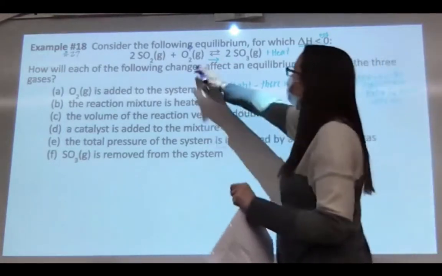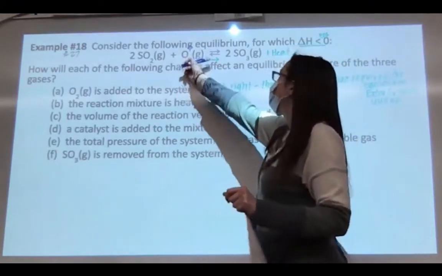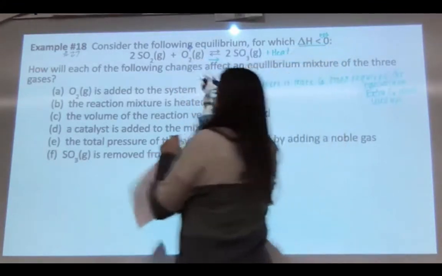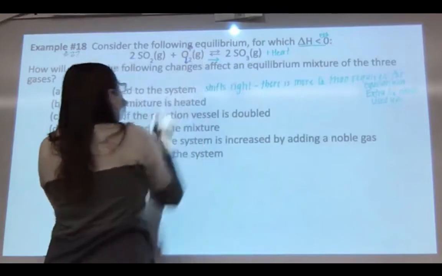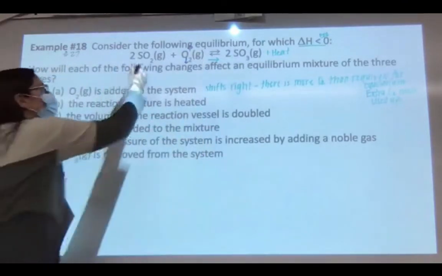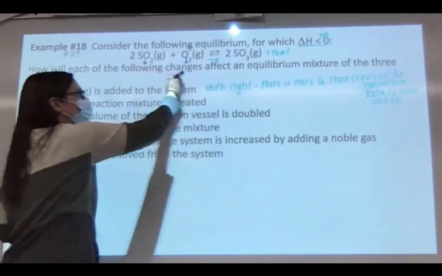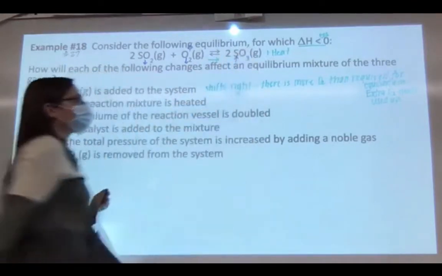So since you have too much oxygen, the reaction is going to shift in a way that's going to reduce the oxygen back down, which means you're also using up SO2, and you're creating more SO3.